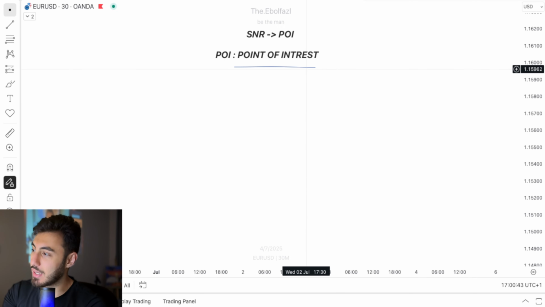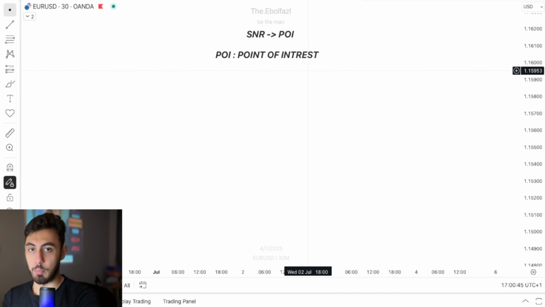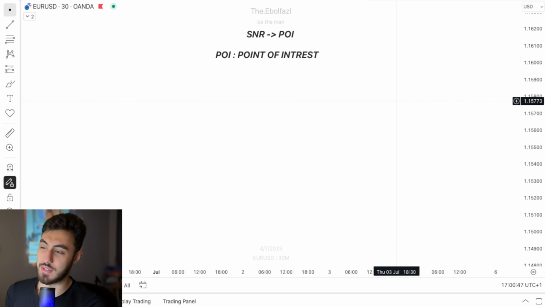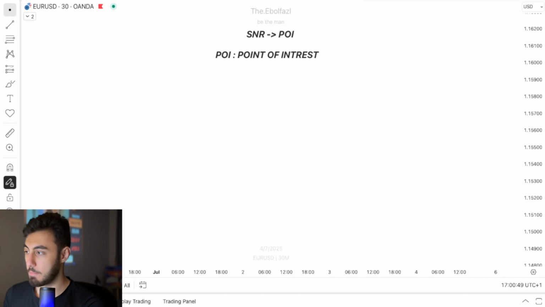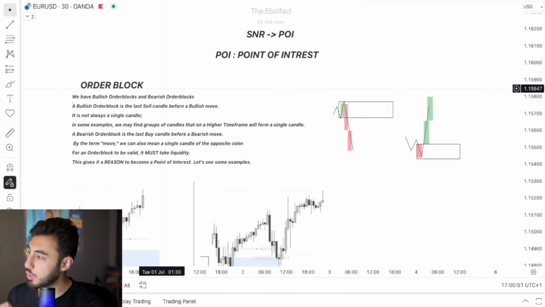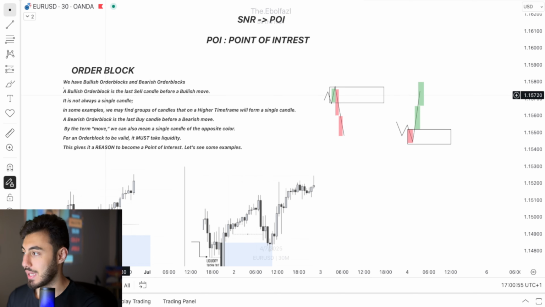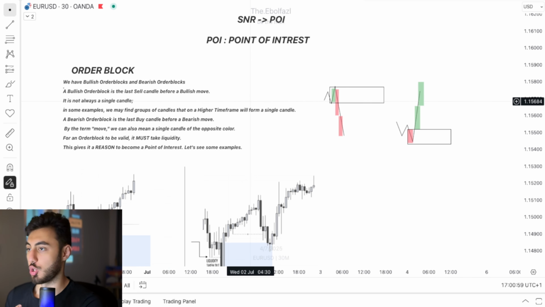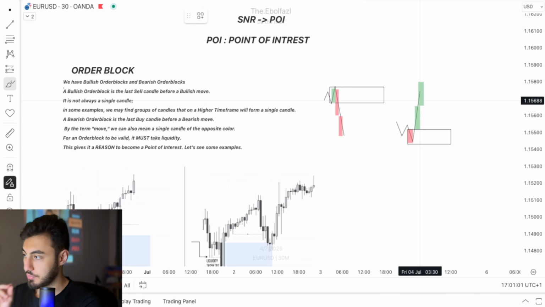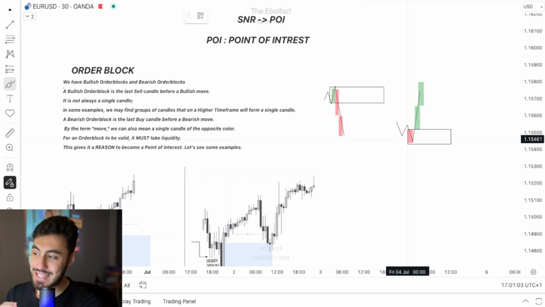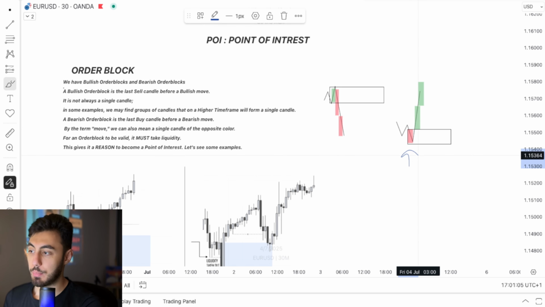So the first thing you're going to learn is the order block. Maybe you know what an order block is, but I'm just going to give you a quick recap and summary. We have bullish order blocks and bearish order blocks. A bullish order block is the last sell candle before a bullish move. What does that mean? The last sell candle that we have here before the bullish expansion is going to be our order block.